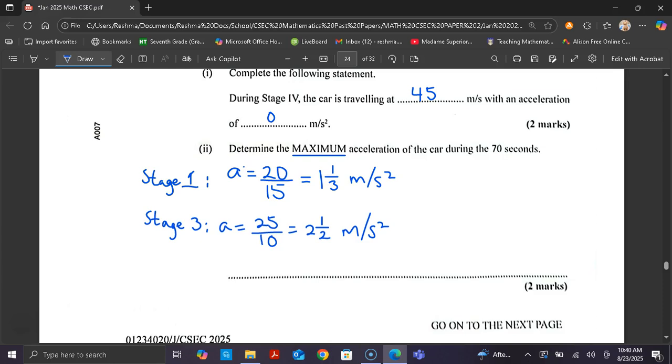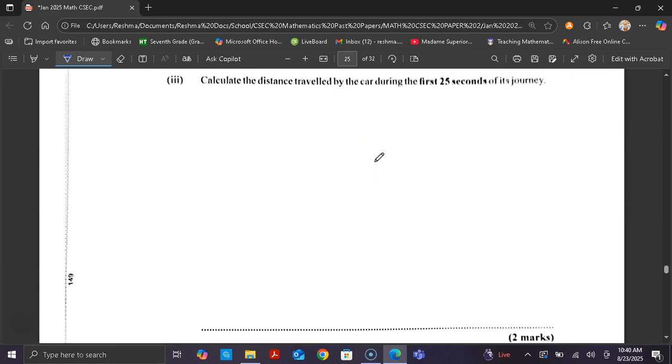Therefore, for the maximum acceleration, we can clearly see that 2.5 is bigger than 1 1/3. So the maximum acceleration is 2.5 meters per second squared. So let's move on to the last part, part 3, for 2 marks. Calculate the distance traveled by the car during the first 25 seconds of its journey.